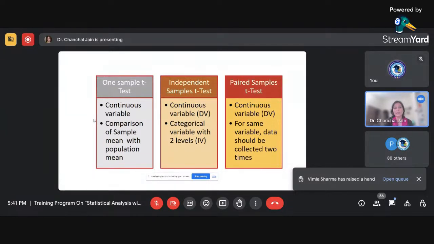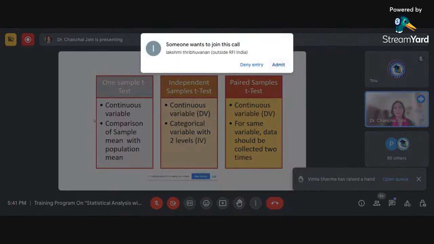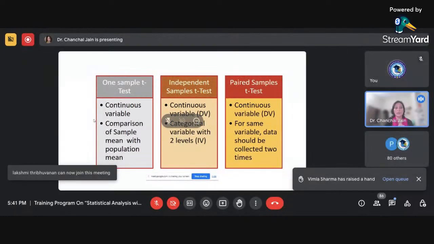For the one sample t-test, we need to have only one variable. Generally, that variable is treated as a dependent variable. Now, on what scale should it be measured? From the measurement scale point of view, that variable should be continuous, that is, a numeric or quantitative variable, for performing one sample t-test. So this is the major requirement for the one sample t-test.